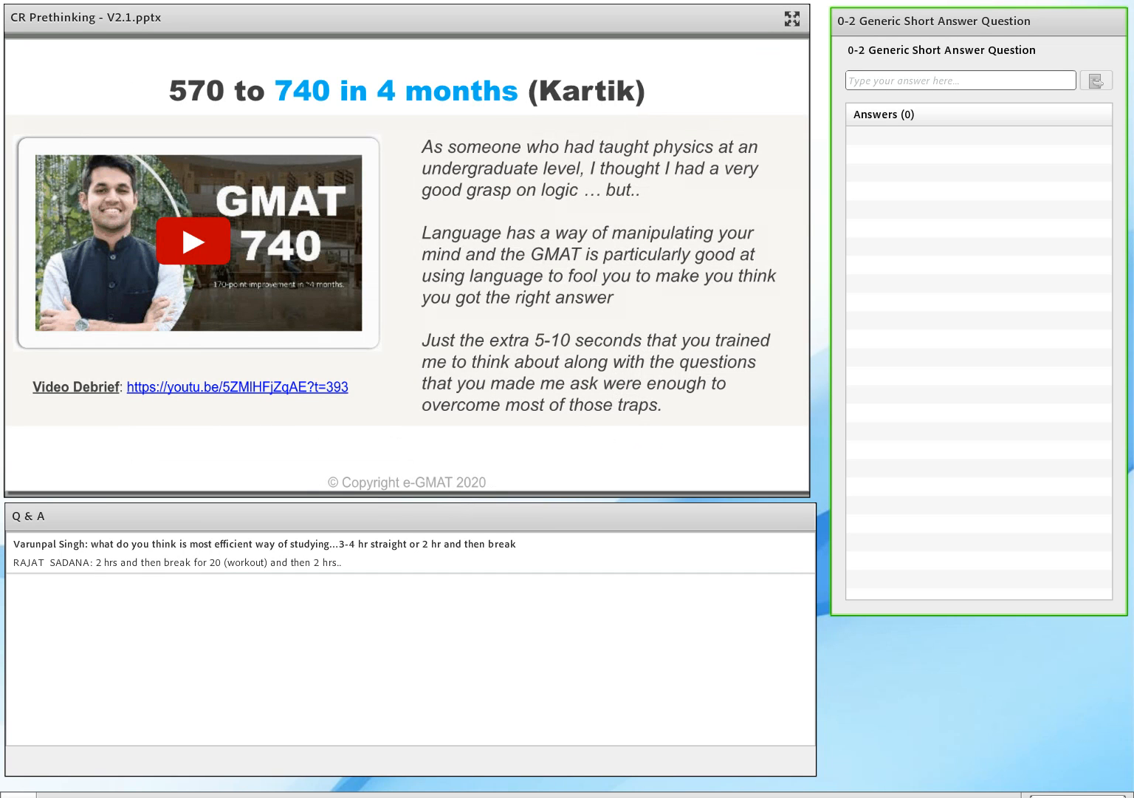Okay. Here's a guy who initially thought he was really smart in critical reasoning. This guy was a physicist, and he's now studying at INSEAD, if memory serves me right. And for him, CR supposedly should not have been an issue, but it was an issue. Why? Because of this quote over here. Language has a way of manipulating your mind, and GMAT's really good at doing that because it'll make you think you got the right answer. But just spending those 10 to 15 seconds to think about what the author is talking about, doing that pre-thinking, will help you reject the incorrect answer choices.